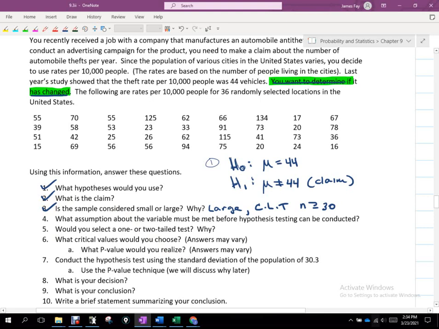So because of that, the assumption that we are making about the variable, and I'm just going to tell you what has to happen here, because we're looking at the mean, we want to use the Z distribution. So the assumption that we have to make here is that our information comes from a normal population.